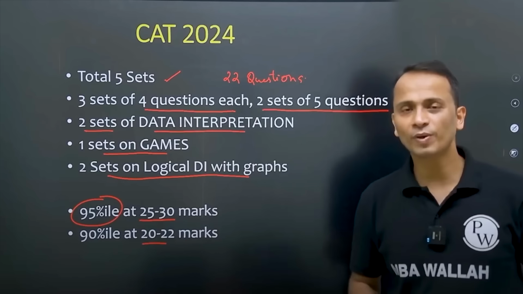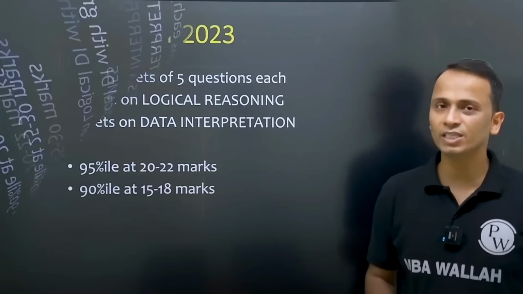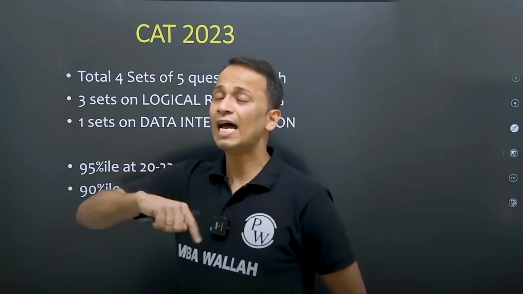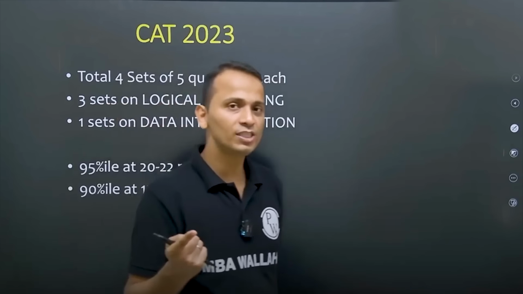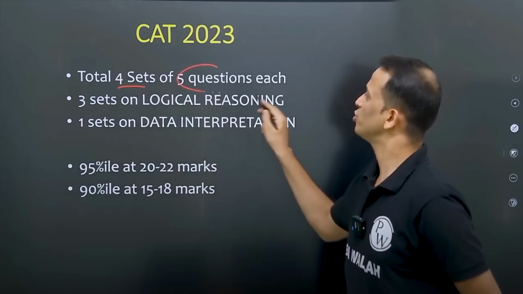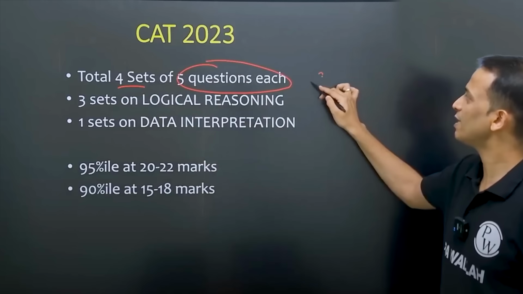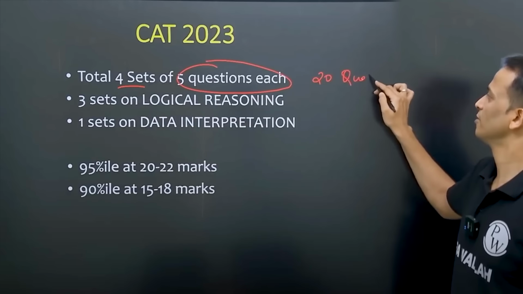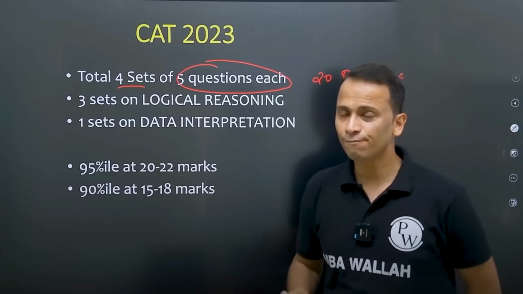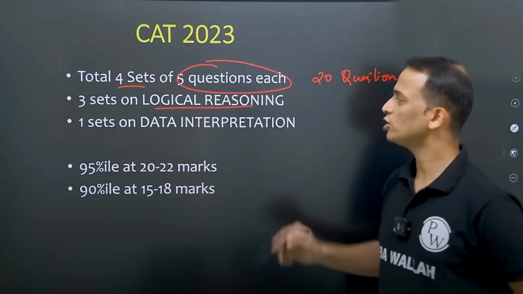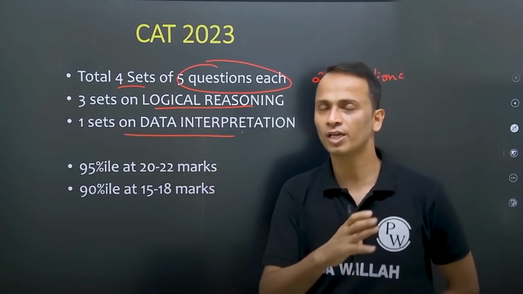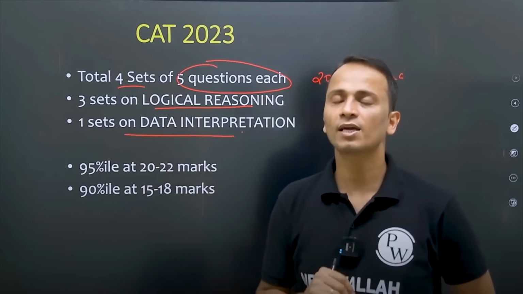So this was CAT 2024. Now looking at CAT 2023. In CAT 2023, there were only 4 sets as compared to 5 sets in CAT 2024, right? Now, all these 4 sets had 5 questions each. So 4 into 5, that means 20 questions. Out of these 4 sets, 3 sets were on logical reasoning and 1 set was on data interpretation in general, talking about all the 3 slots combined.